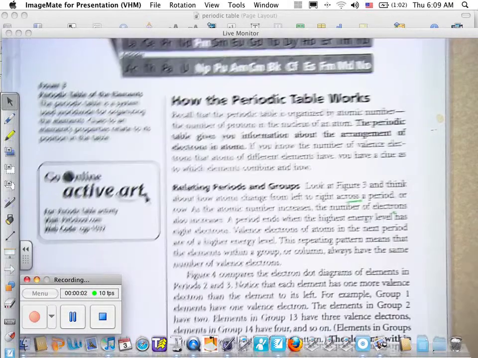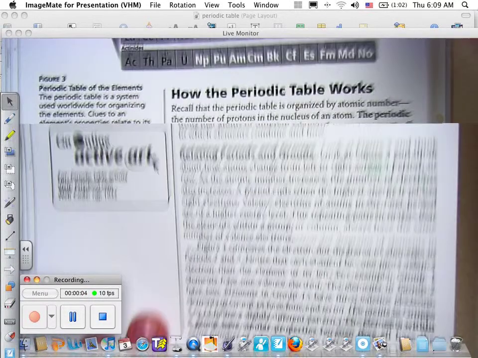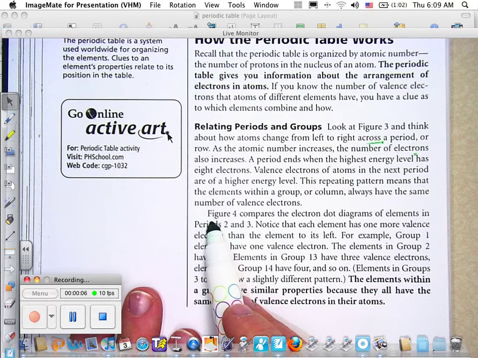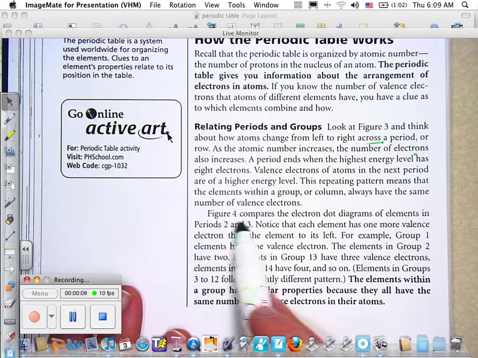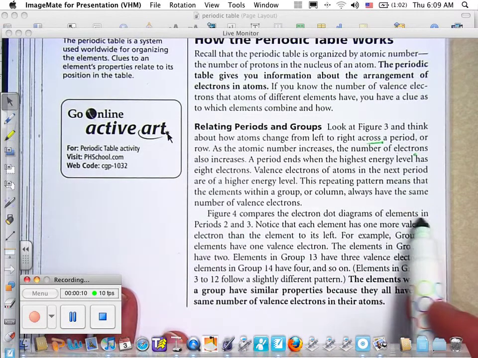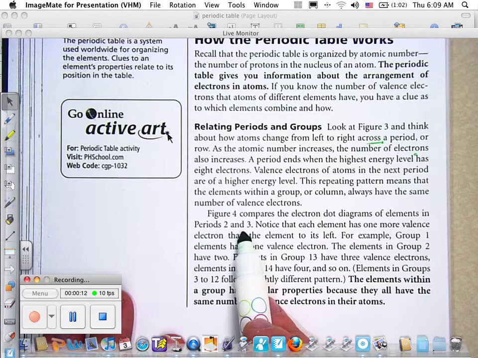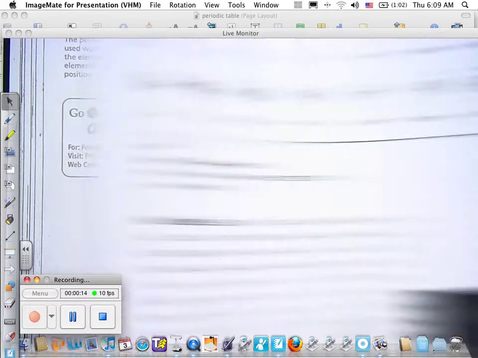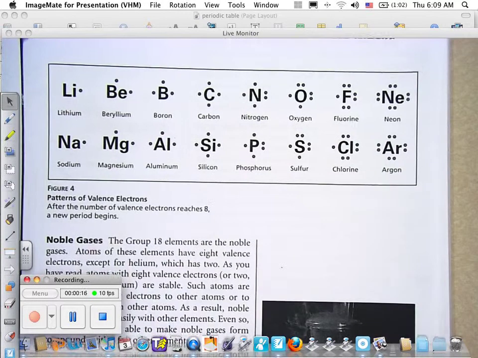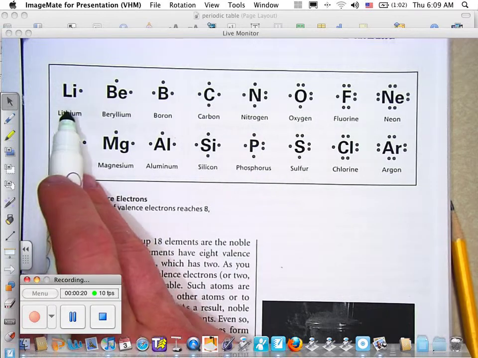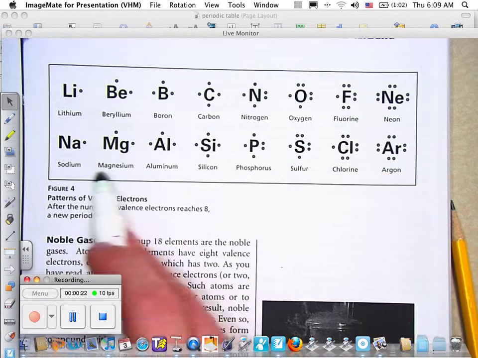Let's continue on. Figure 4, starting to read here. Figure 4 compares the electron dot diagrams of elements in period 2 and 3. Let's check out figure 4. It's on your next page right here. Figure 4 compares the electron dot diagrams of periods 2 and 3.